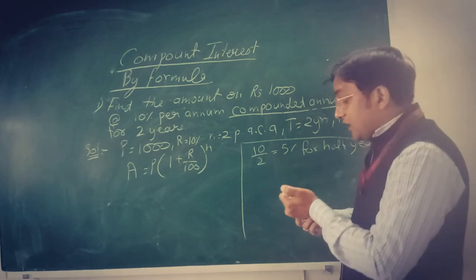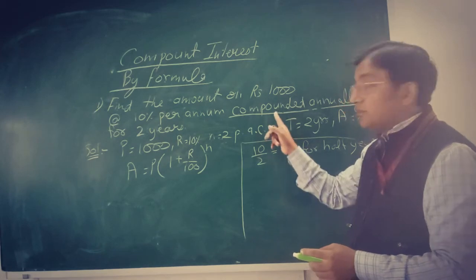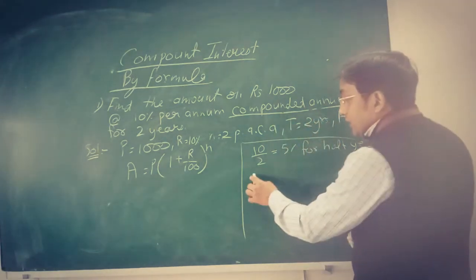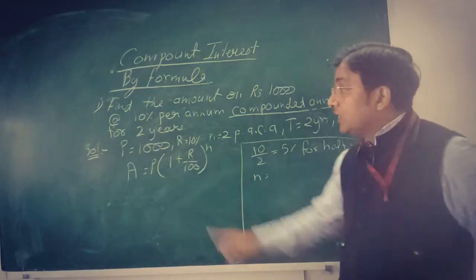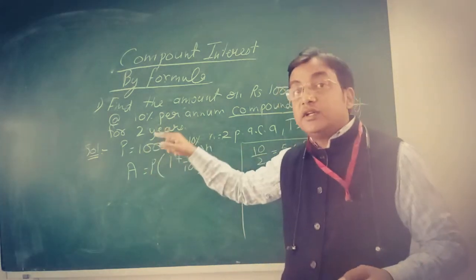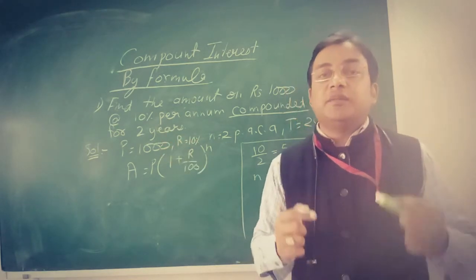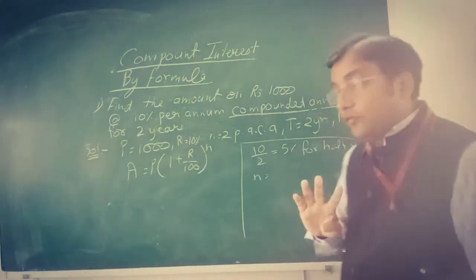Okay. This is your R, where it is compounded half yearly. And what is your N? In 2 years, this also has to be converted to 6 months. In 2 years, how many 6 months will there be? That will be 4.